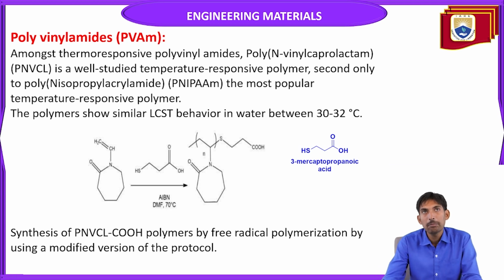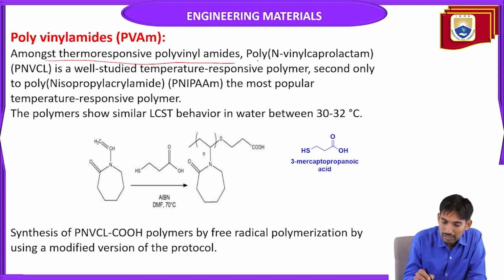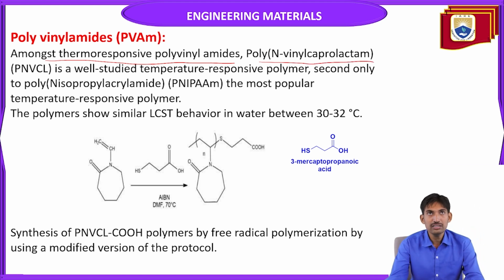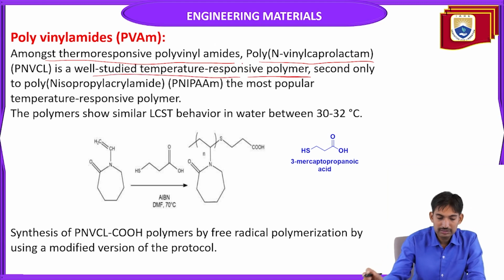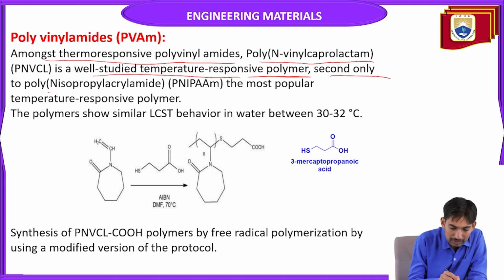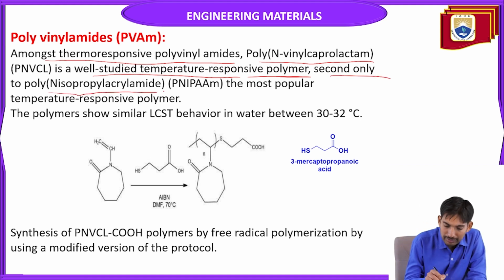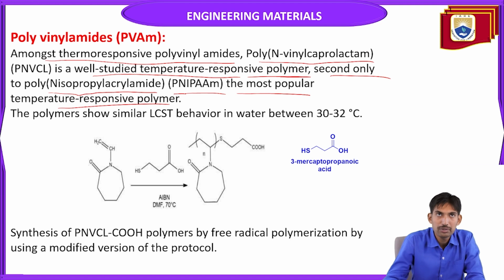The next one is polyvinyl amide. This is also an example of a thermal responsive material. Amongst thermoresponsive polyvinyl amides, poly-N-vinyl caprolactam, PNVCl for short, is a well-studied temperature responsive polymer, second only to poly-N-isopropyl acrylamide, PNIPAM, the most popular temperature responsive polymer. These are the most responsive thermopolymers.